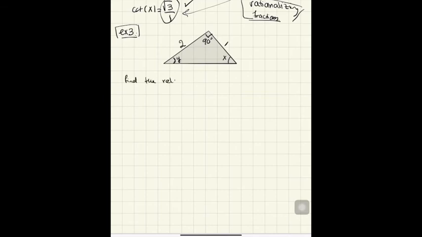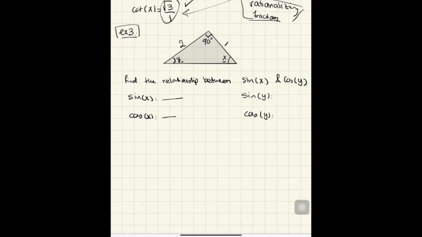So now the question is, find the relationship between sine of one of them and cos of the other guy. One angle is here, x, the other angle is here, y. So find the relationship between sine of x and cosine of y. Okay, so sine of x, let's write it. And we're going to write cos of x, just for practice, we're going to write sine of y, and then we're going to write cosine of y.